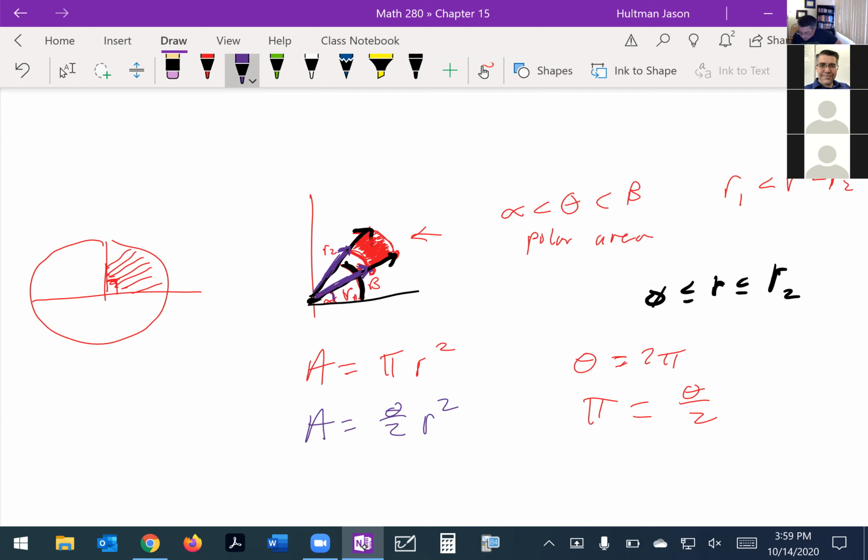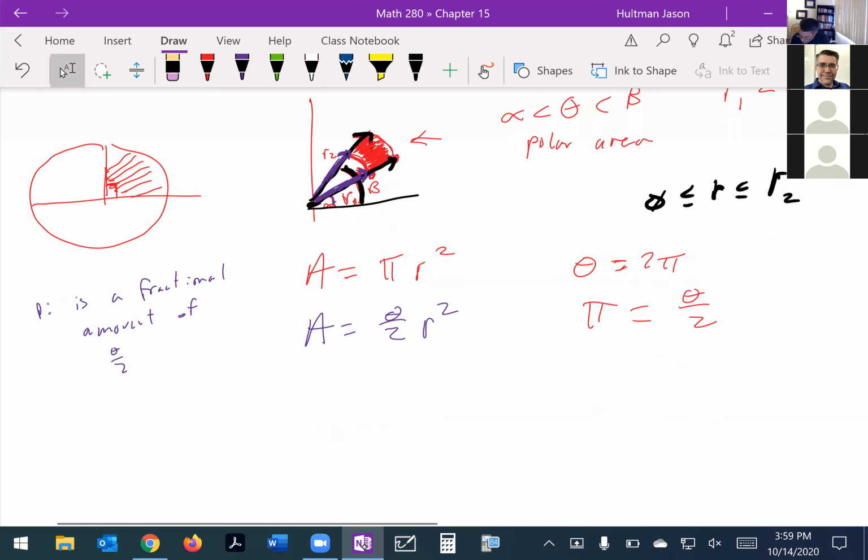Okay, so pi is a fraction. I'll write that out. Pi is a fractional amount of theta over 2. Since 2 pi is a fractional amount of theta, or theta is a fractional amount of 2 pi, is what I should say. So pi is a fractional amount of theta over 2.